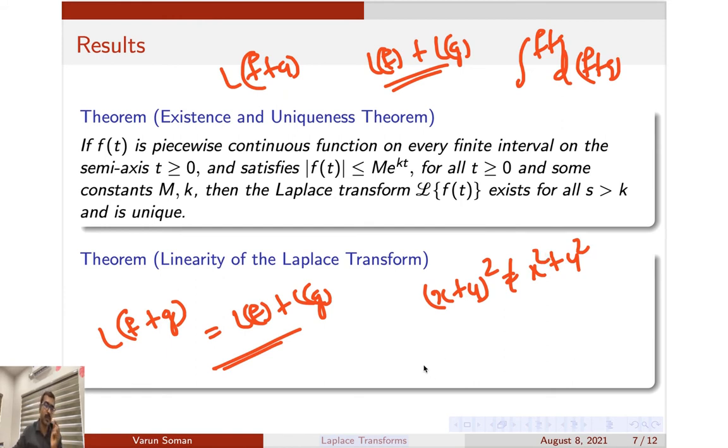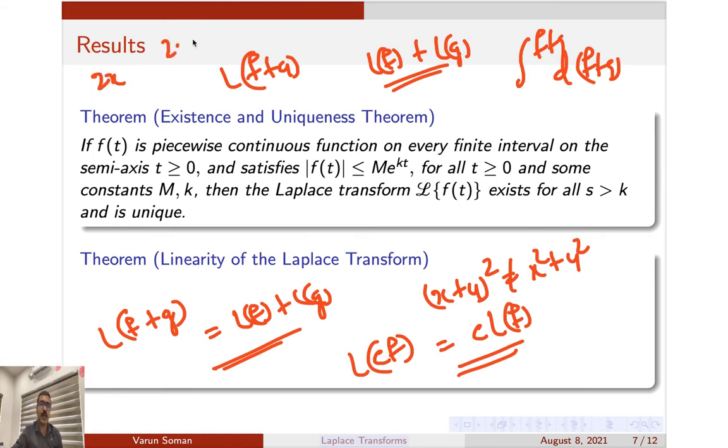And there's one more property of a linear function. Suppose you need to find the Laplace transform of some constant into f. Then also you can take the constant outside, that is, constant into L of f. This is also a property of linearity. For example, the derivative of 2x is simply 2 into the derivative of x, or the integral of 2x is simply 2 into the integral of x.